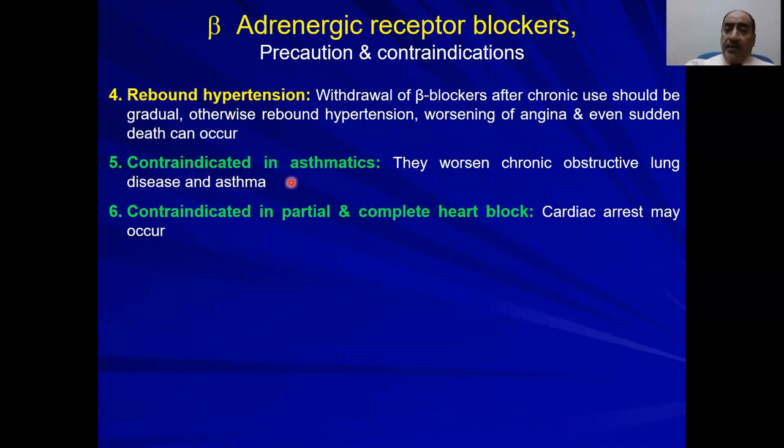They are contraindicated in asthmatic patients because I said they inhibit beta 2 receptors in the lung, which normally cause bronchodilation. They are contraindicated in partial or complete heart block. Heart block means that there is a block in the conductivity of the heart, which starts with the sinoatrial node. If there is a block in the conduction, this is called heart block. But then if you add to that the negative chronotropic effect of these drugs, meaning the effect that decreases heart rate, this will be aggravated, which could lead to cardiac arrest.